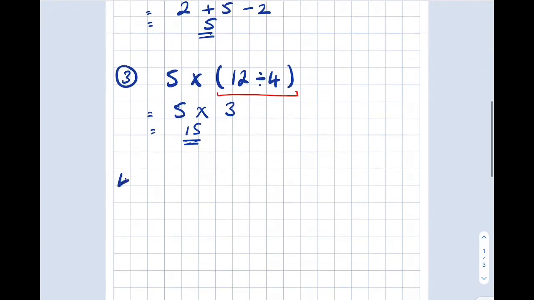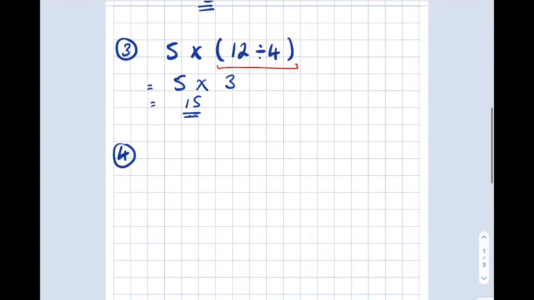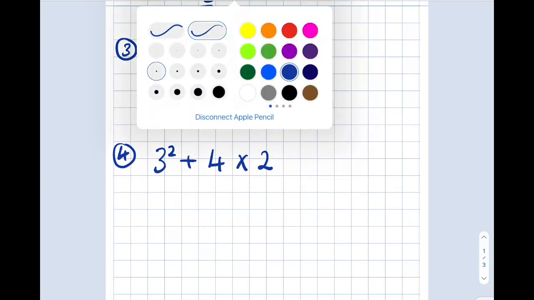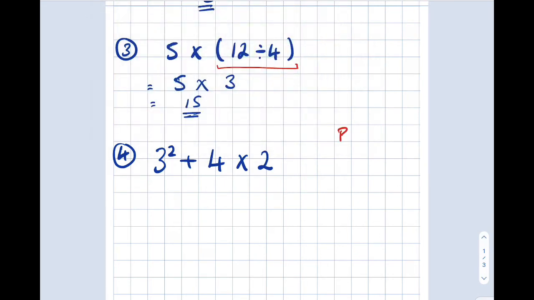Right, number 4. Let's do 3 squared plus 4 times 2. Let me just write out BIDMAS as a reminder here. Okay, so there's no brackets, but there are indices. So we need to do the indices first, and then we take care of the rest. So let's just do that one first.